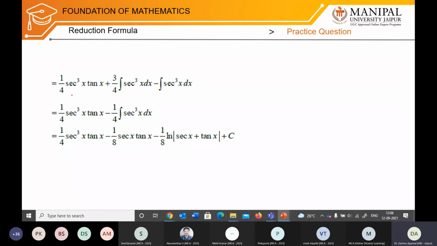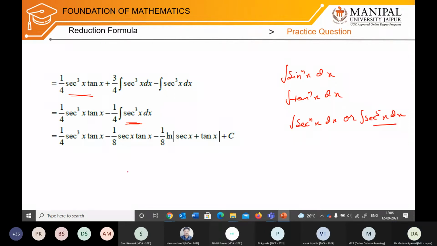Then we'll substitute the value of integration sec raised to 5x, and then we'll substitute the value of integration sec cube x. We can find these two integrals by the reduction formula, as we have found the value of integration sine raised to nx dx or tan raised to nx dx. In the similar manner, we can find integration of sec raised to nx dx or sec raised to 5x dx, right?